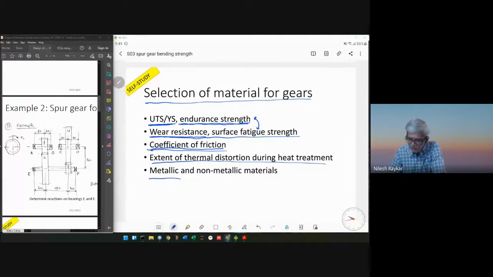And of course, you can use non-metallic material. Here our discussion is mainly of metallic material, which is for high load carrying gears. But for low load applications, you can use non-metallic materials. What are the different non-metallic materials? You can read in the textbook. So this topic is also for self-study.